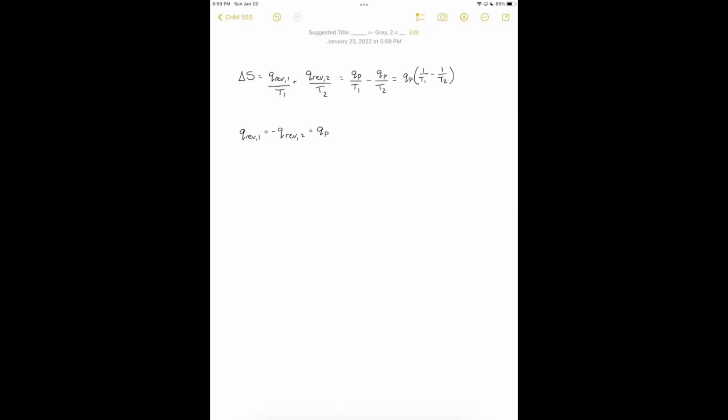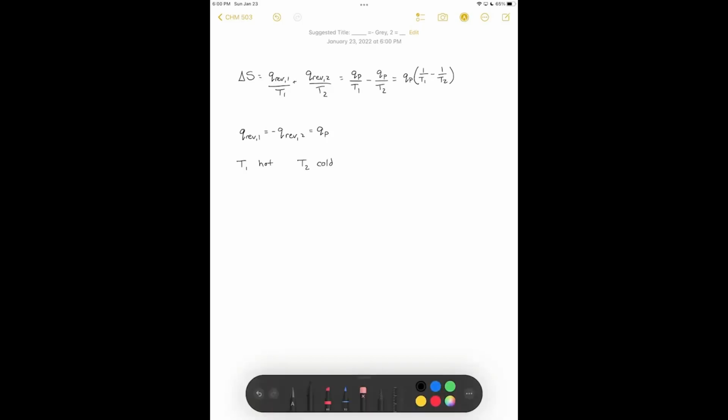So now we have a change in entropy. Let's imagine the two scenarios for this process. We'll say that we have T1. If T1 is hot and T2 is cold, this is a definition; we could change them if we wanted to. So let's say we have heat flowing from T1 to T2. If heat is flowing out of the hot bar T1, then that heat, QP, is negative. The heat is coming out of the system, so QP is negative.